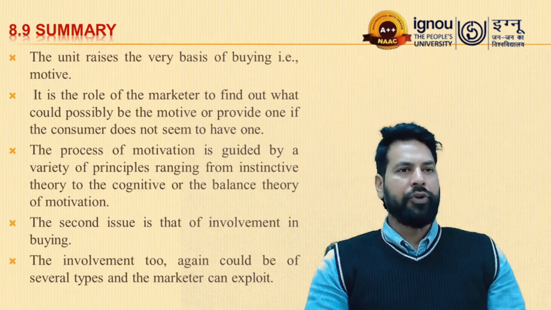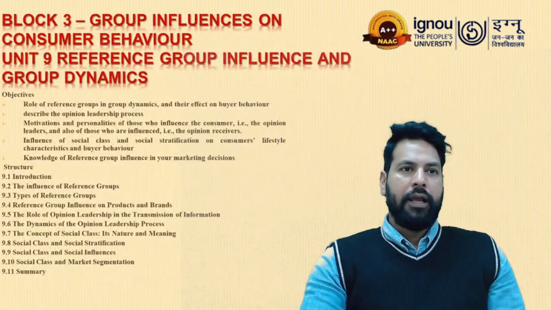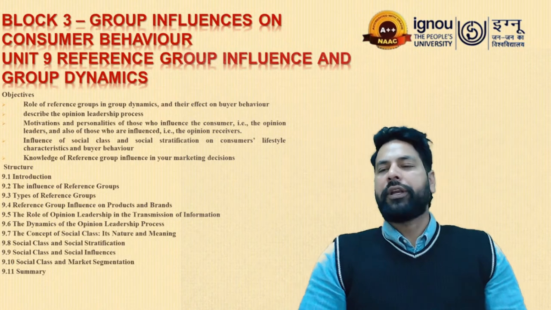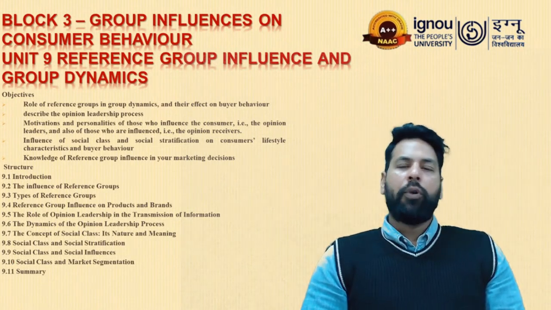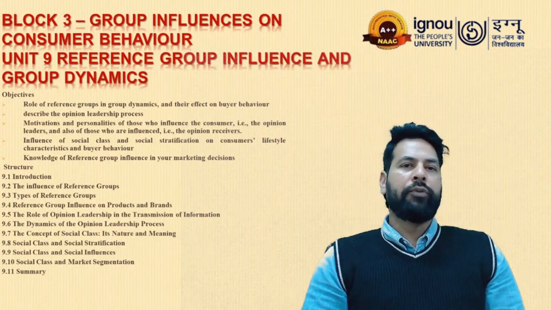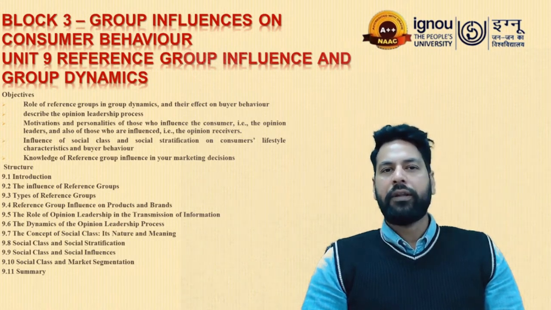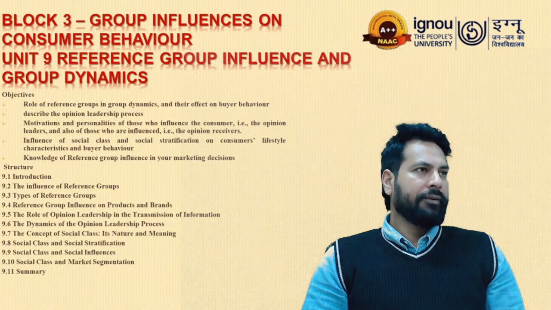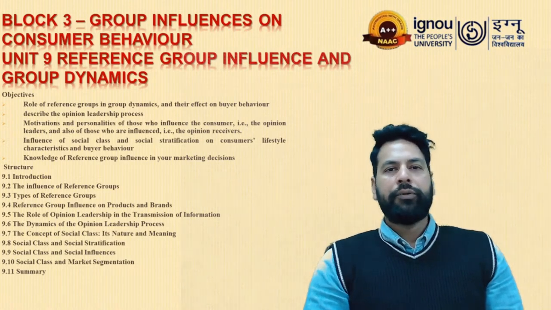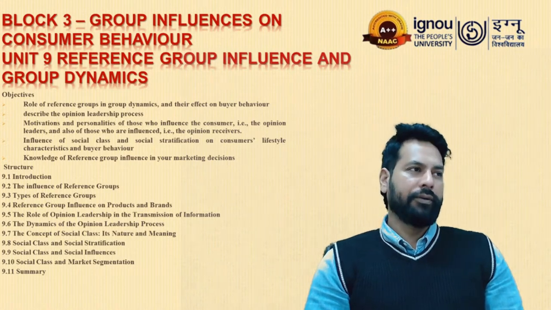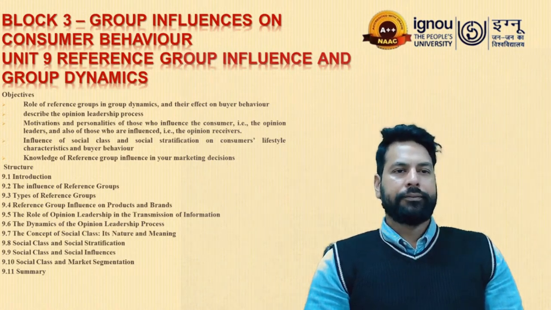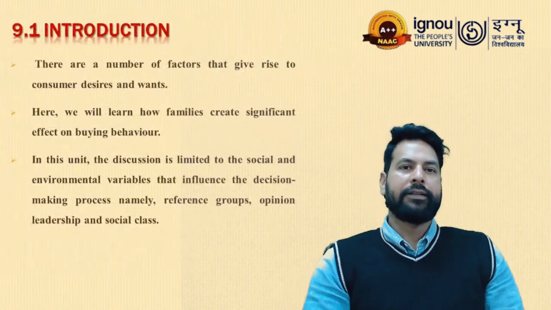So by this, we have finished up unit number 8. We'll move further. And now we'll start with block 3. We have finished block 1 and block 2. So block 3 talks about group influences on consumer behavior. And in unit 9, under block 3, we'll talk about reference group and group dynamics, which is very, very important. So let's begin. Look at this.